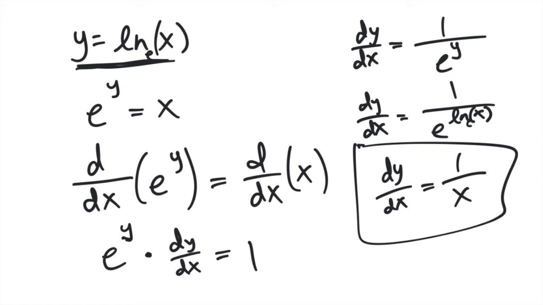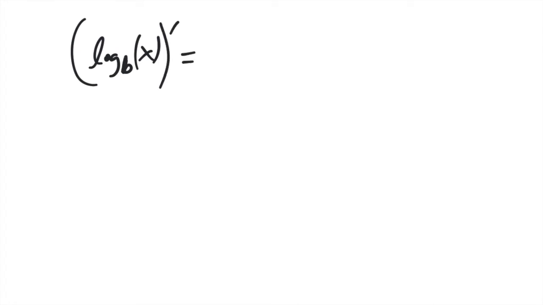What happens when you have a base of b? So to summarize, the derivative of log base b of x is equal to 1 over x times the natural log of b. Pick up that extra natural log of b on the bottom.